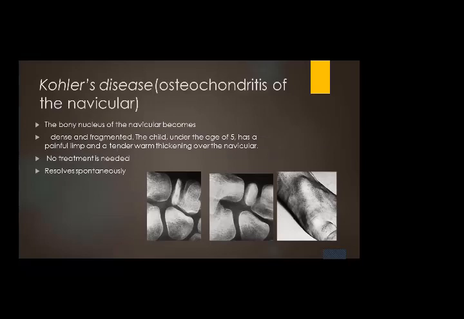Köhler's disease, osteochondritis of the navicular. The bony nucleus of the navicular becomes dense and fragmented, as you can see in these X-rays. The child under the age of 5 has a painful lump and tenderness with thickening over the navicular, which can be seen in this image. No treatment is usually required for Köhler's disease. It resolves spontaneously, but it can present to you in your outdoor settings.